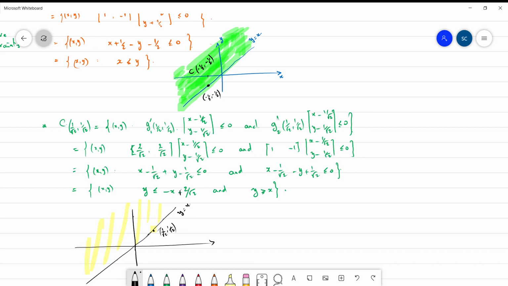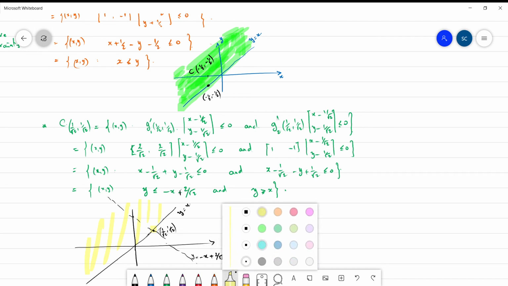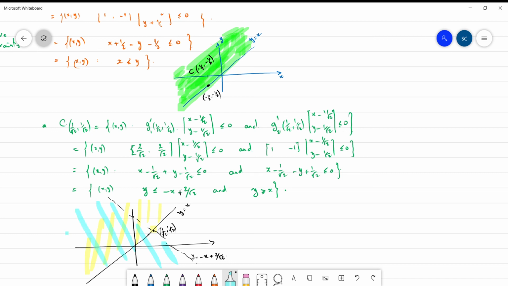Okay, so let's say this is my line. Suppose that we have this line, y equals minus x plus 2 over square root of 2, and we want to consider the points that are below it, the points that satisfy this. So the common region is this one. So my set C is here, C at 1 over square root of 2, 1 over square root of 2. This is my common region.